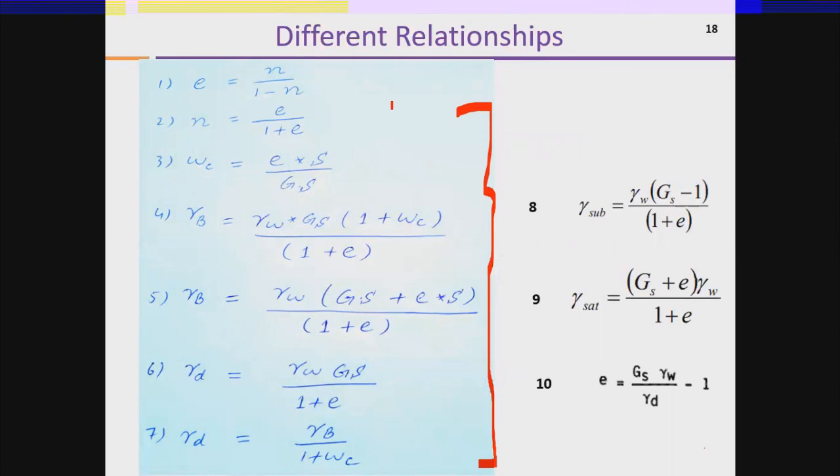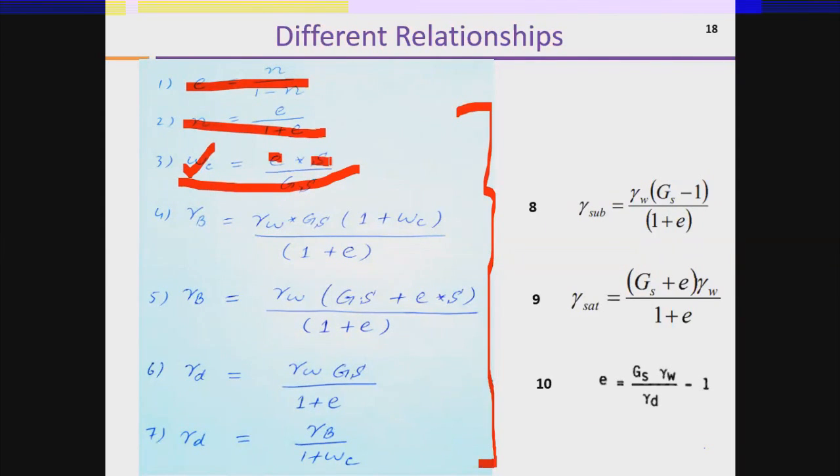Okay, so let me share with you these weight and volume relationships which you can use for some useful purposes. If you have one physical property of soil, then you can find out the other physical property of soil which will be of interest to you. The first expression is e is equal to n over 1 minus n. The second expression is n is equal to e over 1 plus e. The third expression is wc is equal to e into S divided by Gs, where wc is the water content of the soil, e is the void ratio, S is the degree of saturation, and Gs is the specific gravity of the soil.